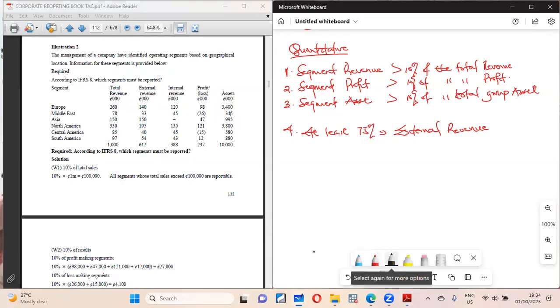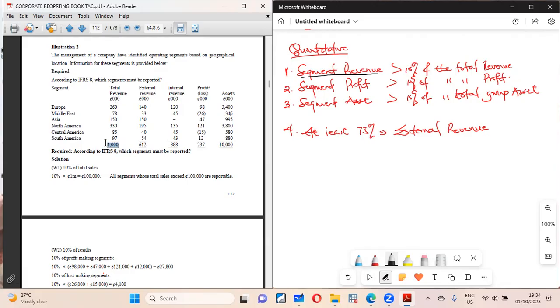So first of all, quantitatively, we said 10% of what? The total revenue. Segment revenue should be greater than 10% of the total revenue. What are the segments we have? We have Europe, Middle East, Asia, North America, Central America, and South America. Now, look at them. These are the revenues you have. This is the total revenue of the entire group.